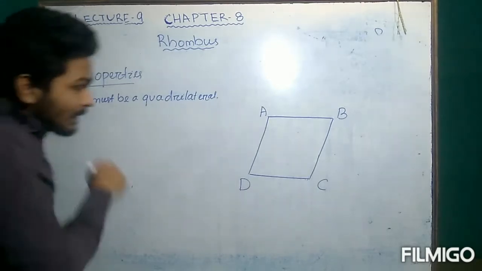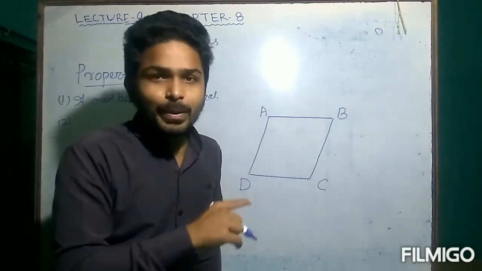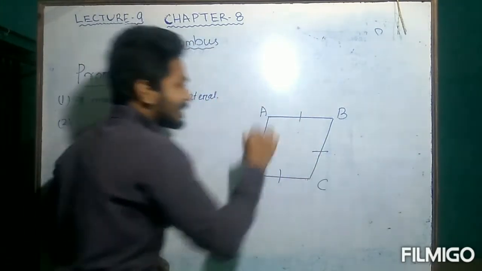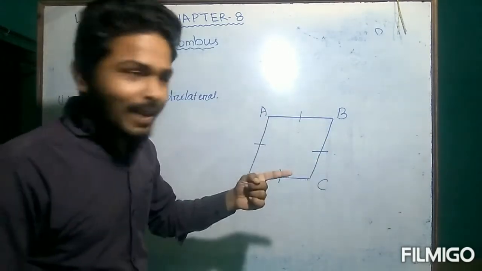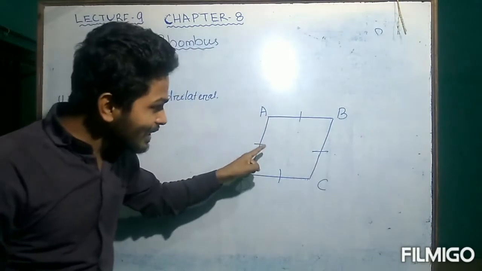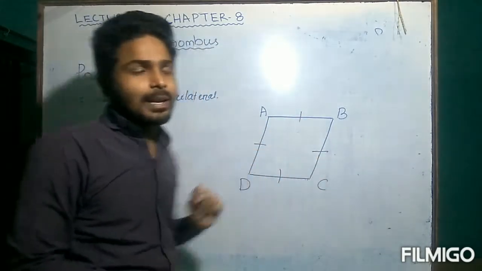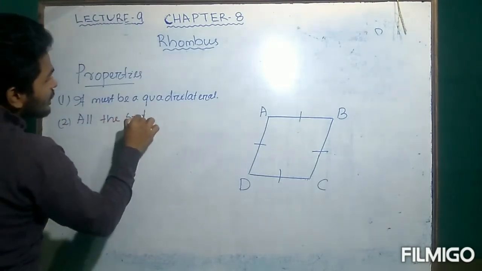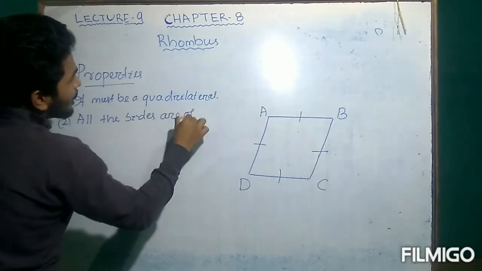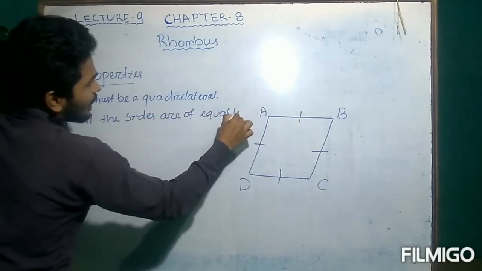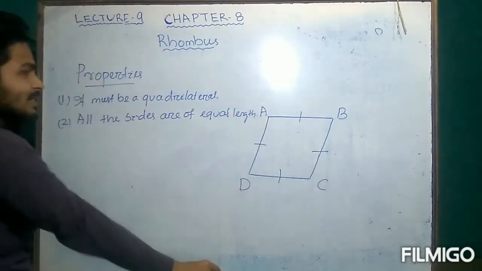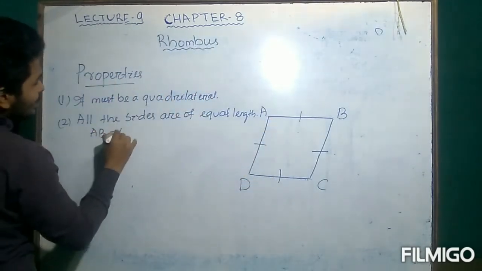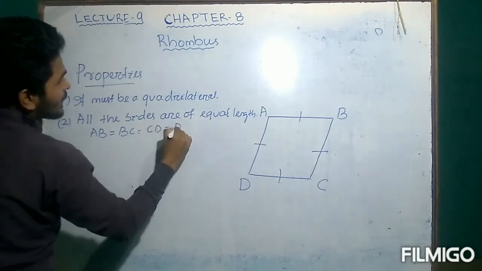The second property is that all the sides must be of equal length. It means all the sides have the same length. Like the square, in which all the sides are of equal length, similarly in a rhombus also, all the sides are of equal length. So you can write: all the sides are of equal length. It means AB is equal to BC is equal to CD is equal to DA.